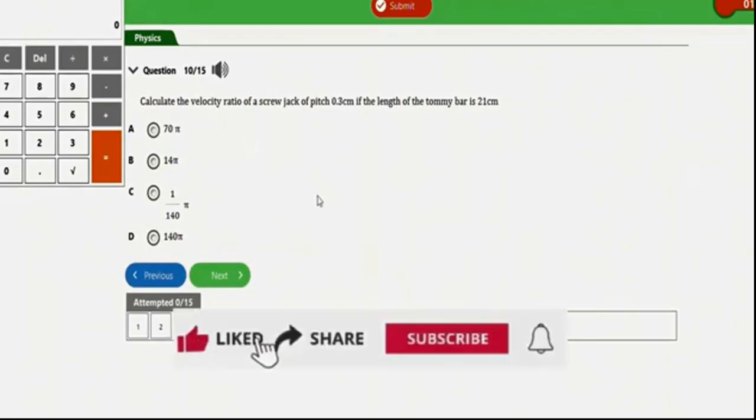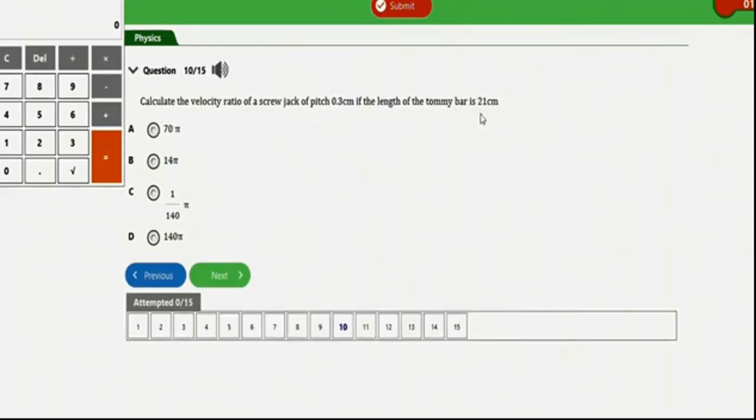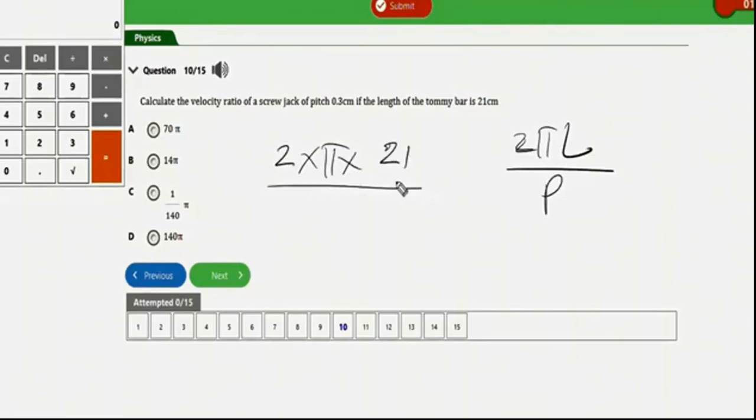So the question says, calculate the velocity ratio of a screw jack of pitch 0.3 cm if the length of the tummy bar is 21 cm. So from the formula we've already established, the velocity ratio is 2πL over P, P being the pitch. So this will give us 2 times pi times the length of the tummy bar, 21, over the pitch, which is 0.3.